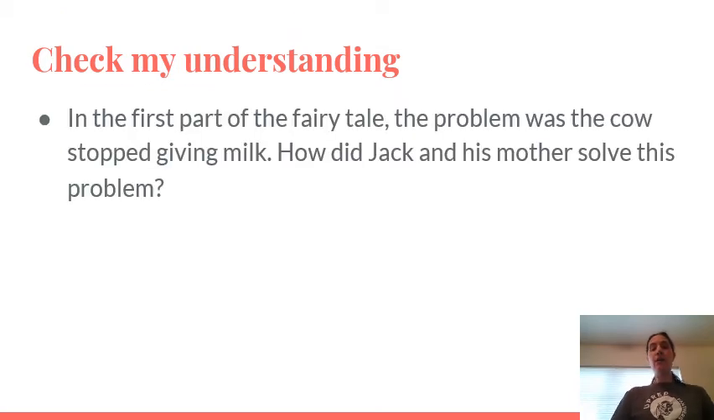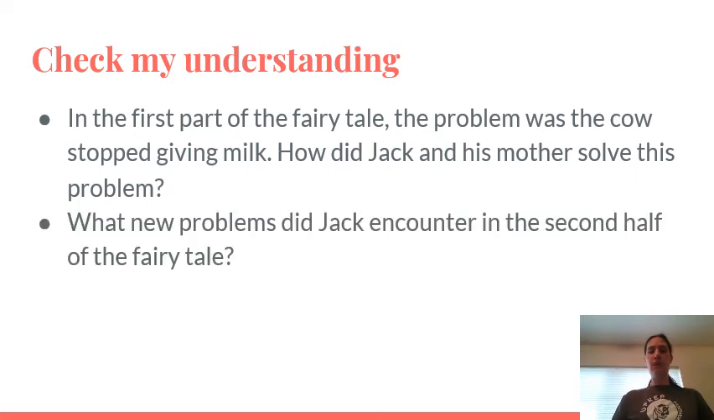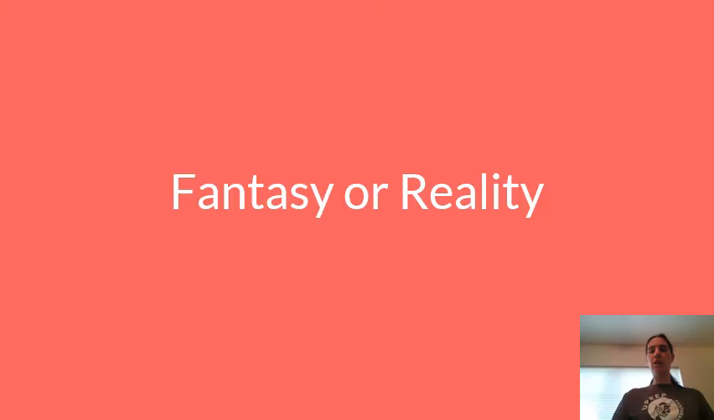And finally, in the first part of the fairy tale, the problem was the cow stopped giving milk. How did Jack and his mother solve this problem? What new problems happened in the second part of the story? What new problems did Jack encounter? So that was our check for understanding. Again, talk about those questions with mom, dad, grandma, grandpa, sibling, whoever you can. Try to talk about what we read about today in the read aloud.